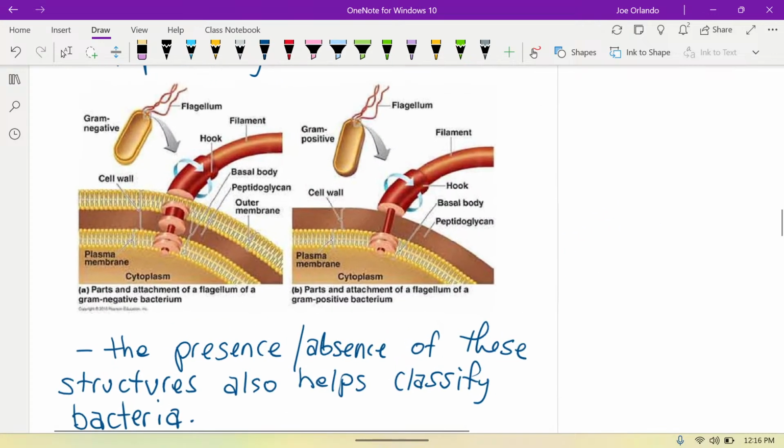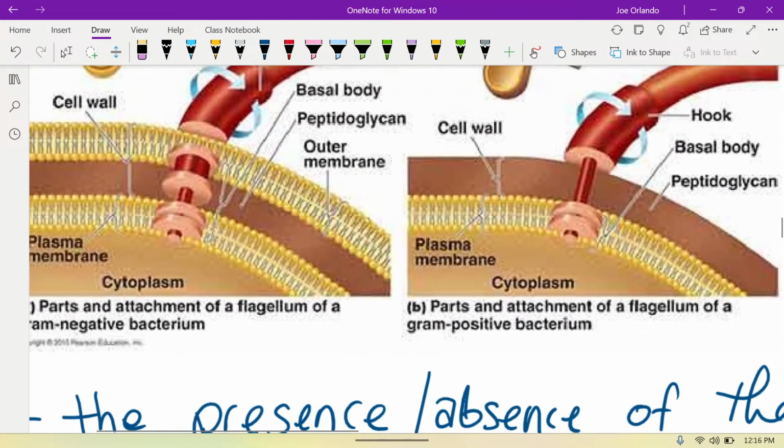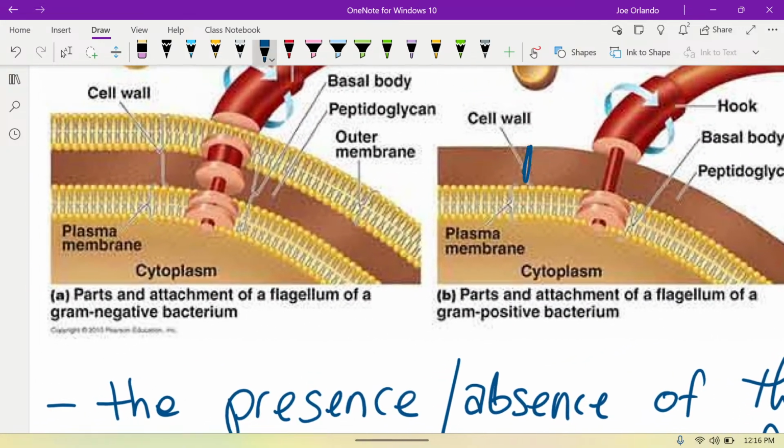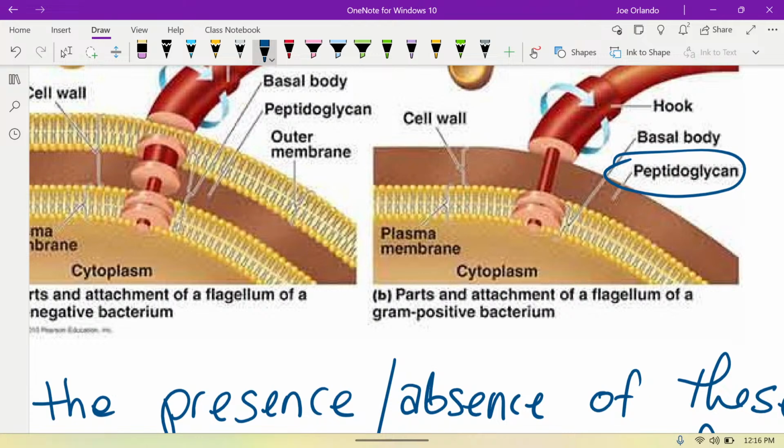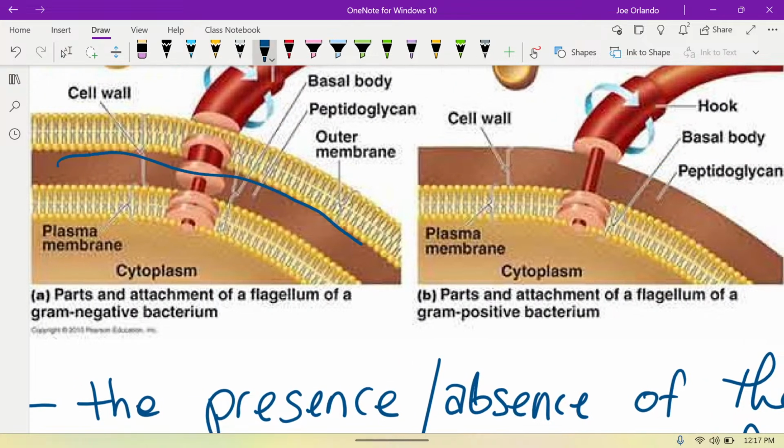So the difference here is, remember, let's not even look at the labels. In this case, we're looking at the cell wall here, and what is this material that always is demonstrated as being brown? Peptidoglycan. And in this case, we have a peptidoglycan layer, but then there is another layer of membrane. There's another phospholipid layer beyond it.